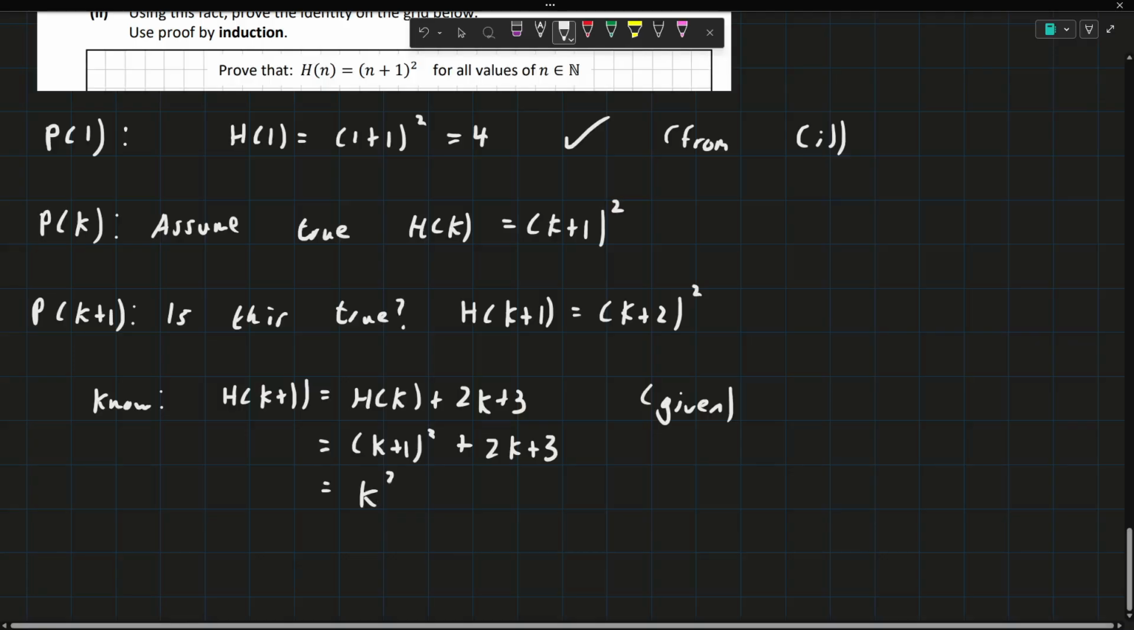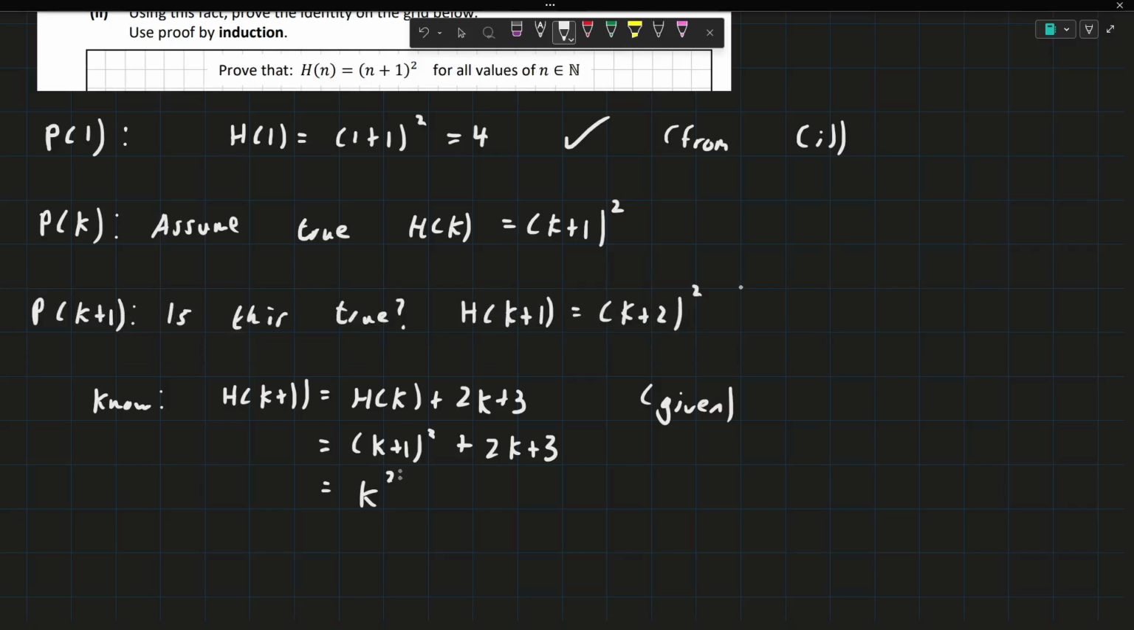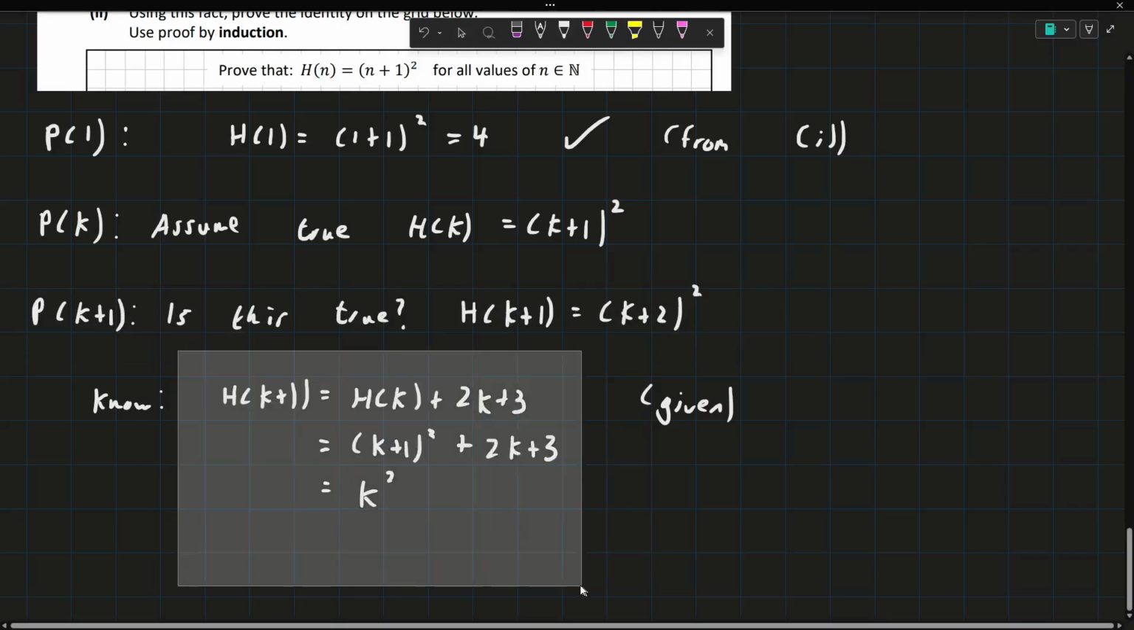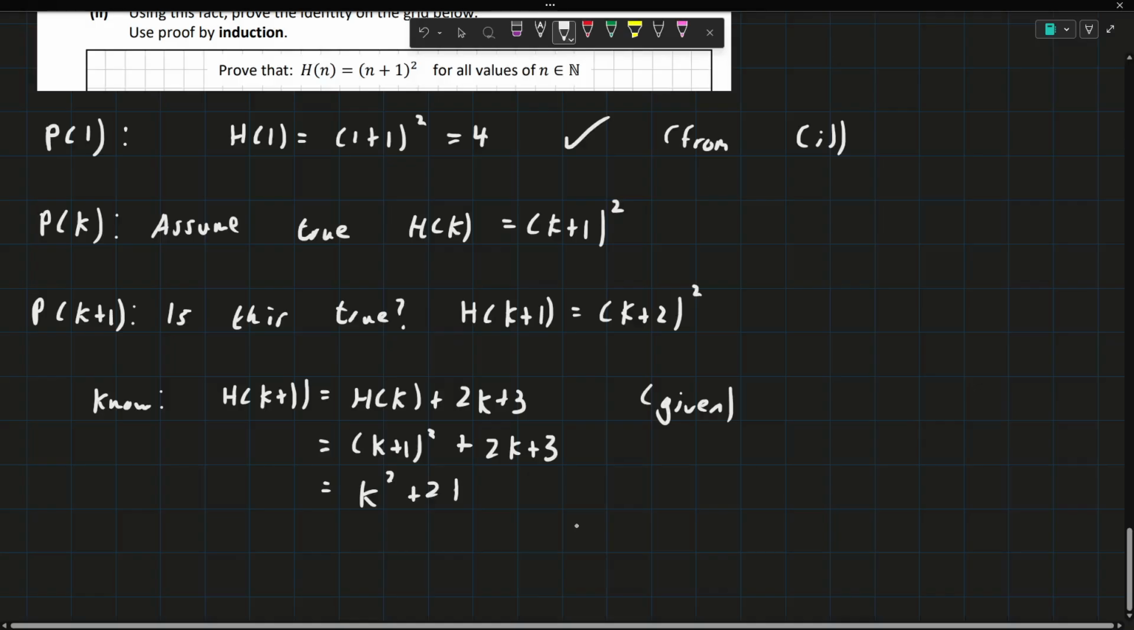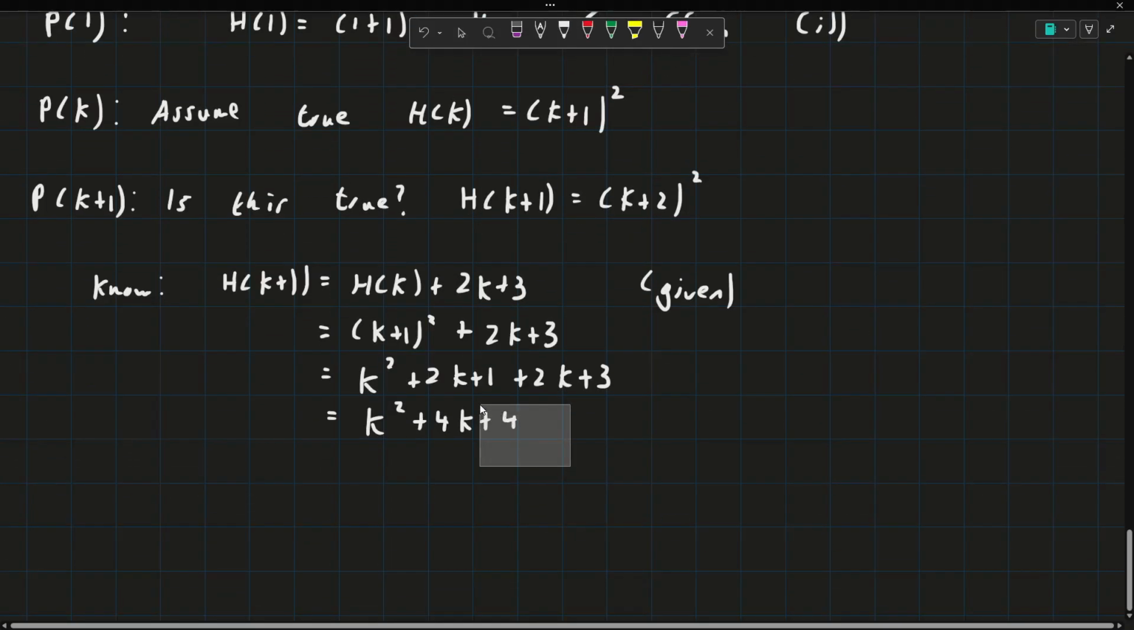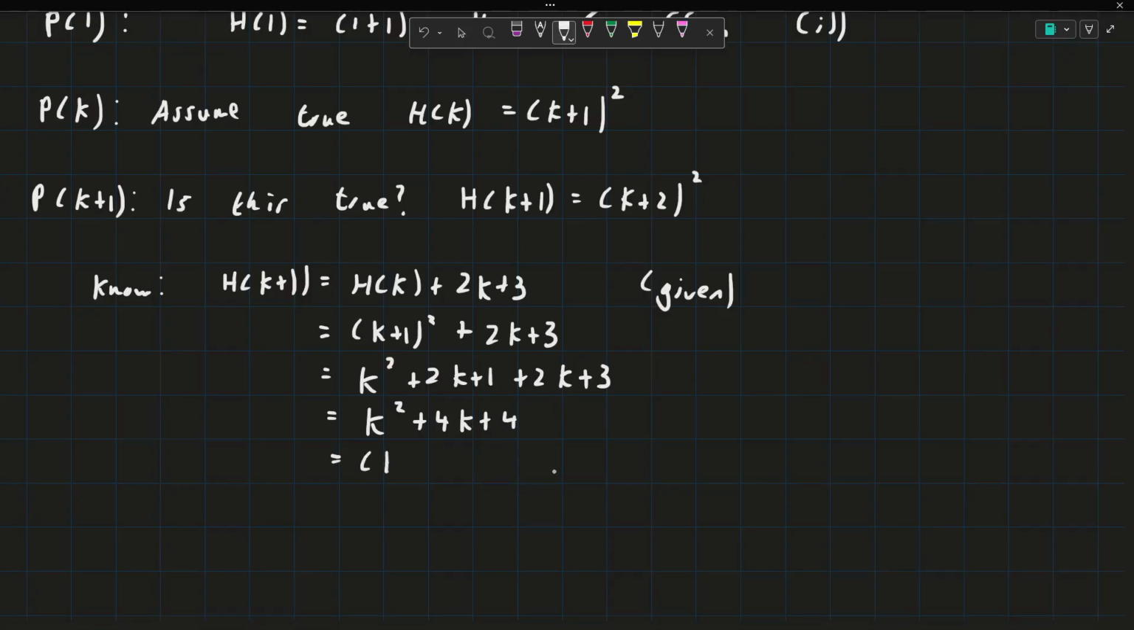Then we can just expand out the bracket, because we want to make this look like this, because that would prove that this is true, and we've done that from things that are true already. So we have k squared plus 2k plus 1, and then plus 2k plus 3. Then we can combine like terms and get k squared plus 4k plus 4. We can actually factor this, because for factors of 4, we have 2 multiplied by 2, and 2 plus 2 gives us 4. So that'll factor nicely into k plus 2 squared. And that's what h of k plus 1 is. So therefore, the proposition for k plus 1 is true.